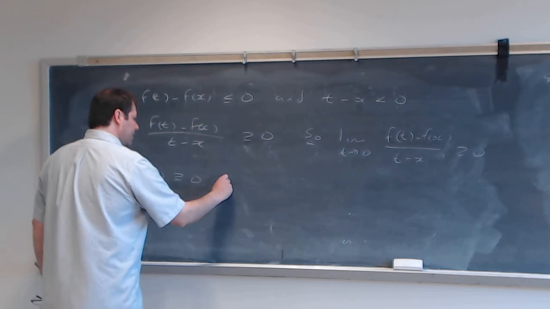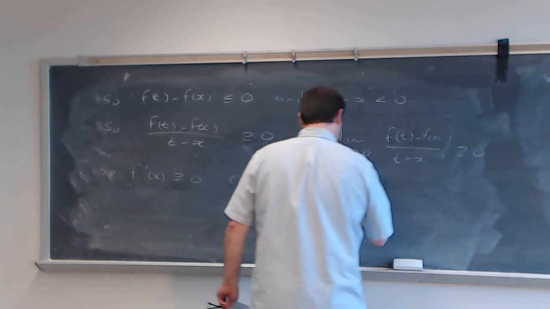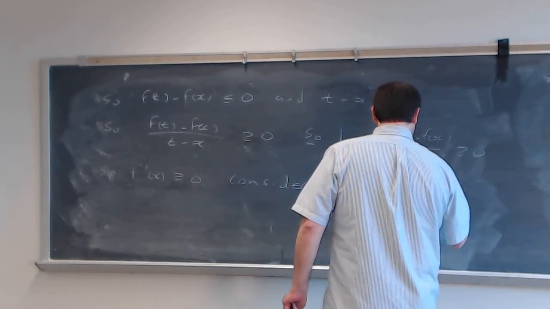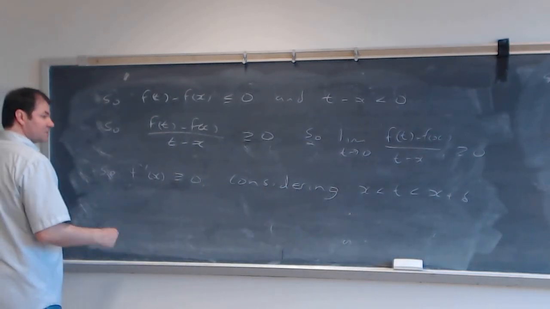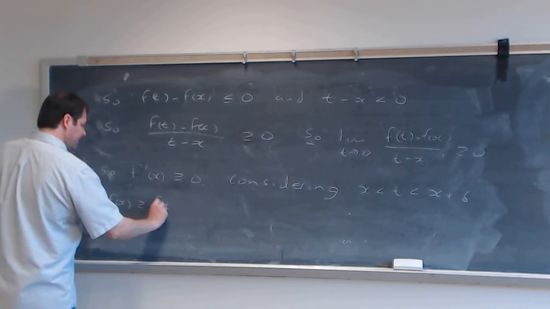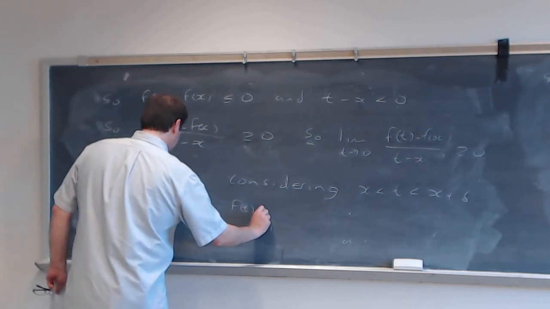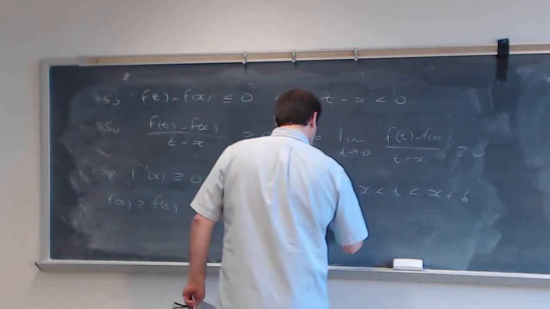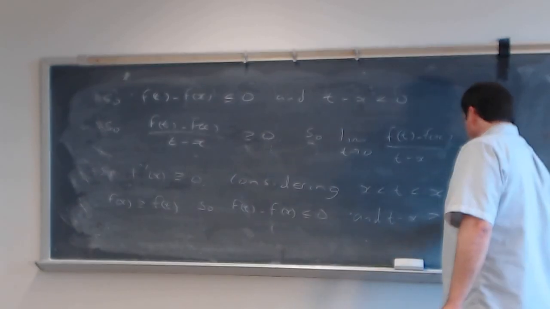So what we do now is consider x less than t less than x plus delta, this other part of the neighborhood. We still have that f of x is the local max, so it's the biggest value. So f of x is greater than or equal to f of t in this region. So f of t minus f of x is less than or equal to 0, and t minus x in this situation is greater than 0.